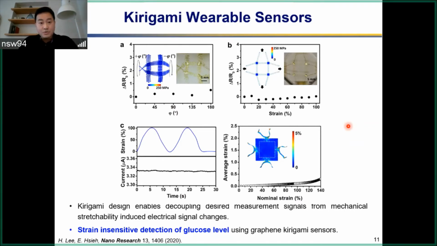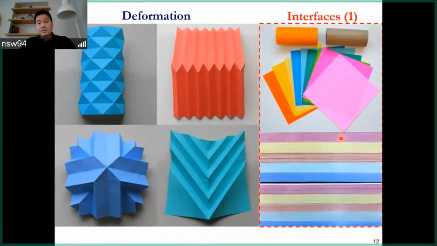For the remaining time, I have two more topics I want to discuss. The first and second are related to interfaces based on these 2D materials. The first example will be more about molybdenum sulfide.